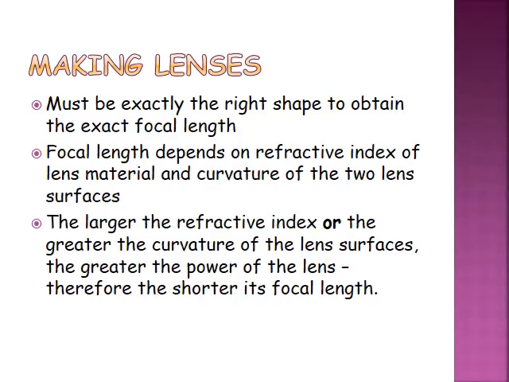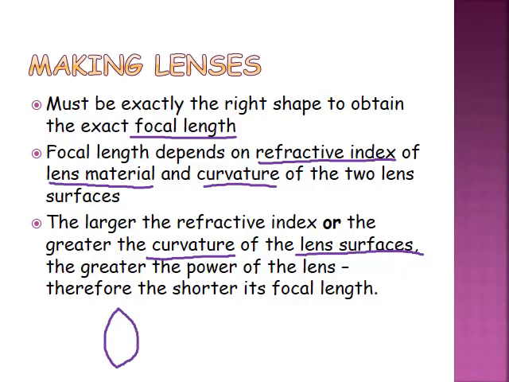Final thing: when you're making lenses, you've got to make sure you get the right shape to give the exact focal length. The focal length depends on the refractive index of the lens material, so glass and diamond would be different, and on the curvature. The larger the refractive index, or the greater the curvature, the greater the power of the lens. So if you've got a very high prescription for glasses, which gives you big jam jar glasses, you could make it out of a material that's got a higher refractive index, so your glasses wouldn't have to be as thick.